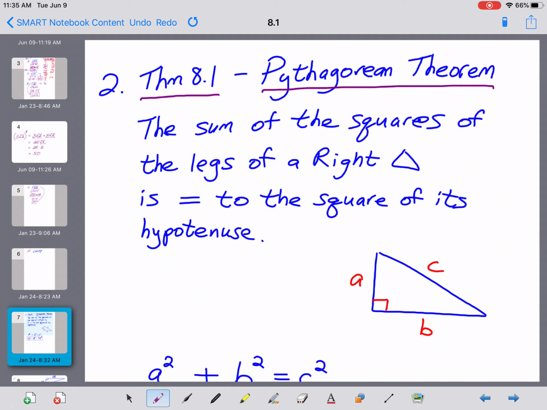So most theorems are written in if-then form. This one, the way I have it written right here, is not written in that form, but we could if we wanted to. So what does it say? The Pythagorean theorem tells us something that in words maybe doesn't make a whole lot of sense, that the sum of the squares of the legs of a right triangle is equal to the square of its hypotenuse.